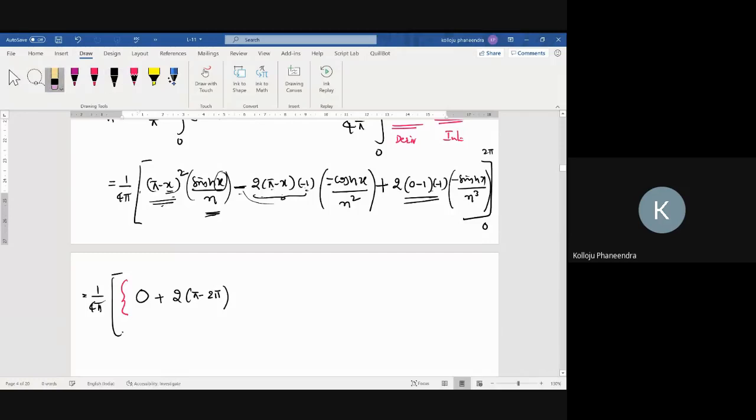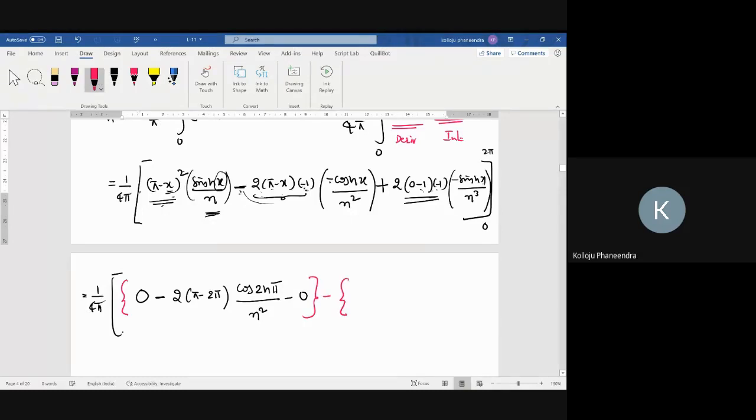This minus, and this minus, totally minus you will get. Once again, the next term: minus 2 into (pi minus 2 pi), and what does this become? Cos 2n pi, in place of x put 2 pi. So cos 2n pi is actually 1. In the next step I will write it. Next, sine 2n pi is 0. Minus into minus, anyway 0. The upper limit is closed.